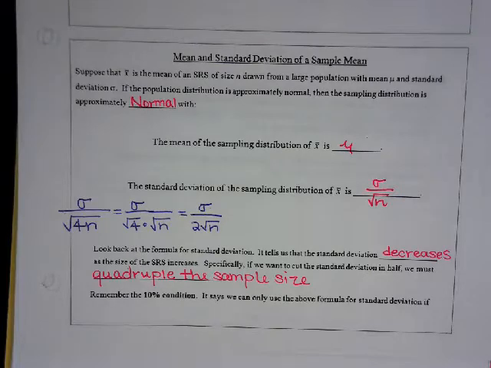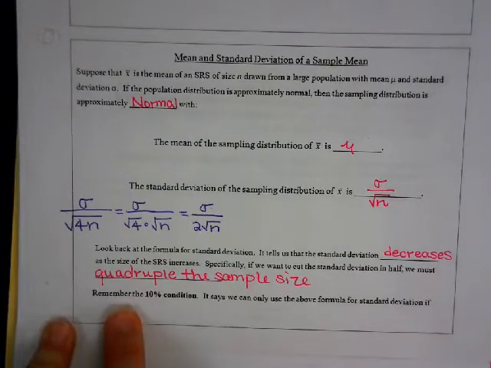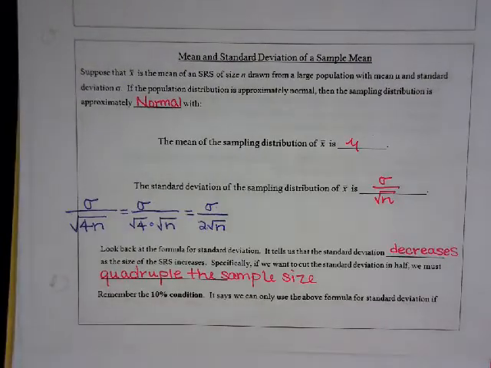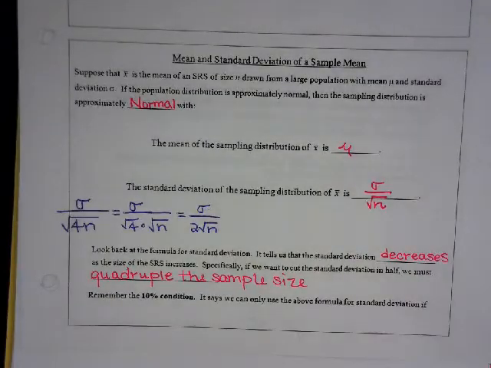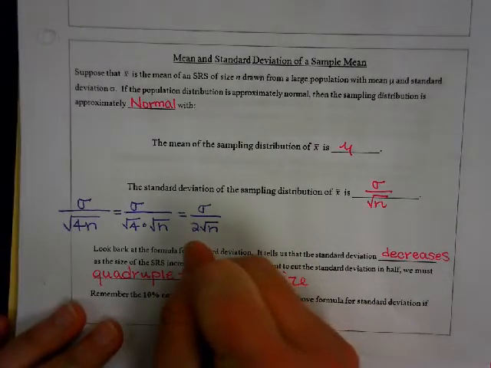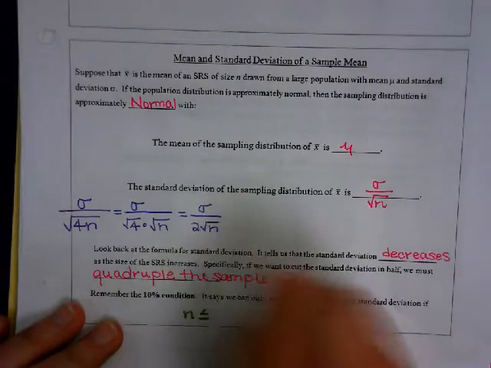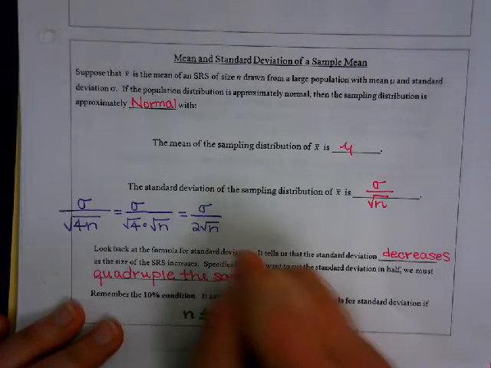And to be able to use this standard deviation formula, we have to make sure the 10% condition is met, which, remember, is that your sample size has to be less than or equal to 1/10 of the population. So now we're going to do some practice problems.